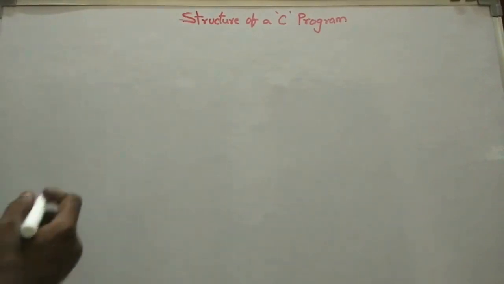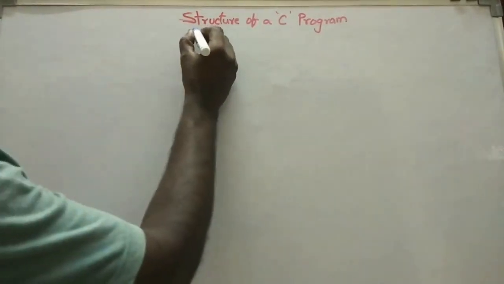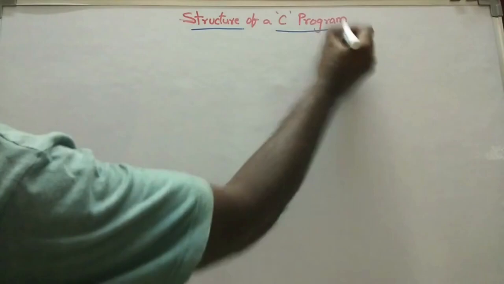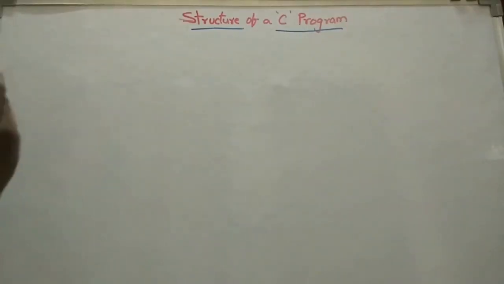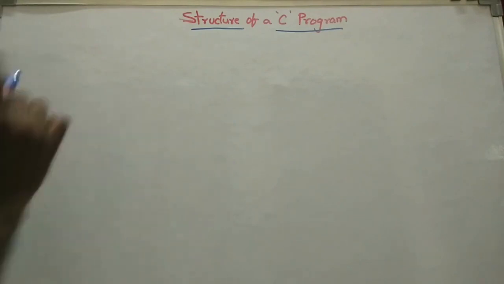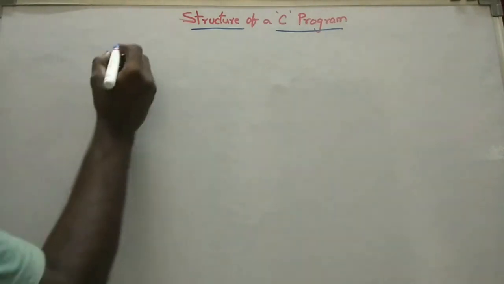Hi, in this video we are discussing the structure of a C program. What is the basic structure you have to follow when writing any C program? I will explain one by one.